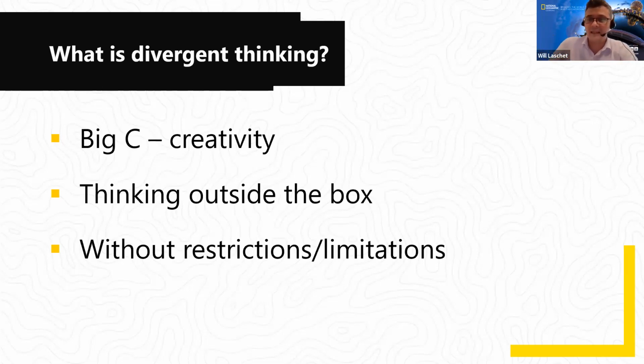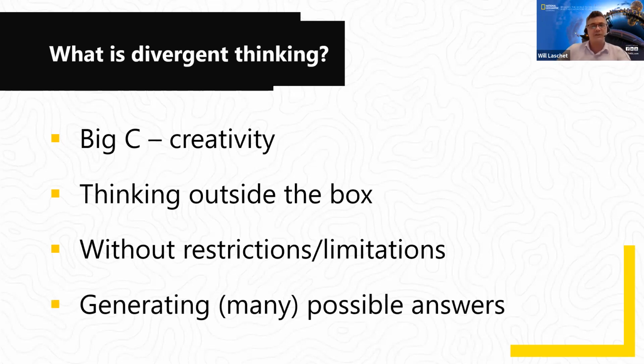And when we're talking about divergent thinking, about creativity, thinking outside the box, our goal really, as John mentioned, is to generate or think of many possible answers or many possible solutions. So with creative thinking, there is no fixed solution, and that is why we are able to think in this divergent way.